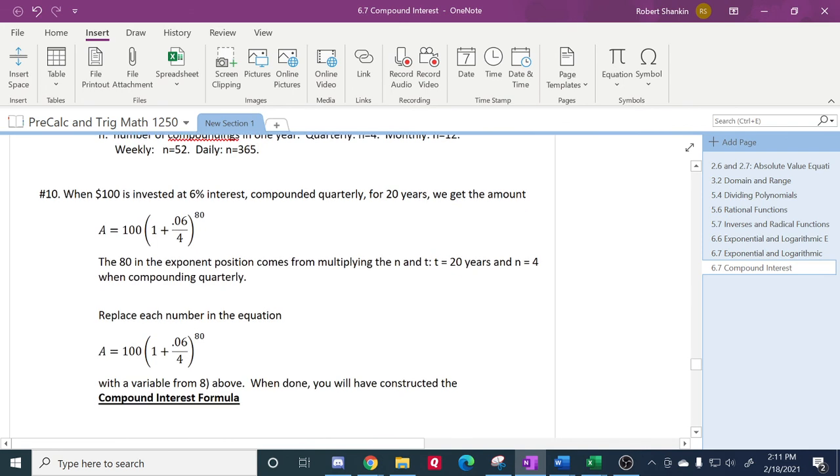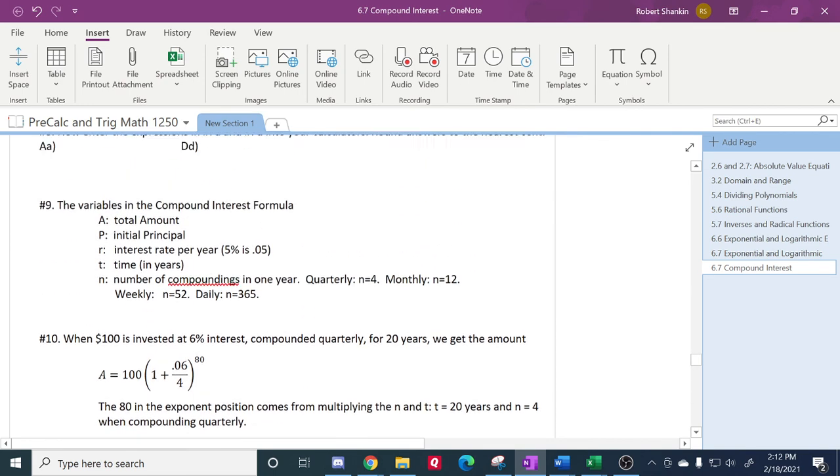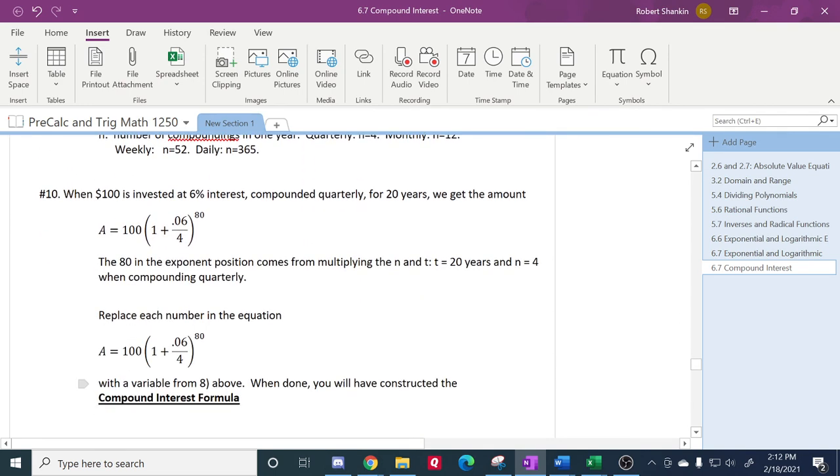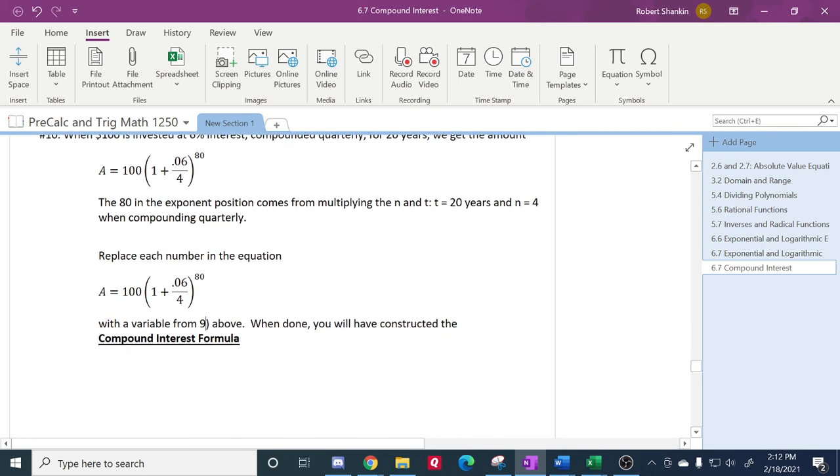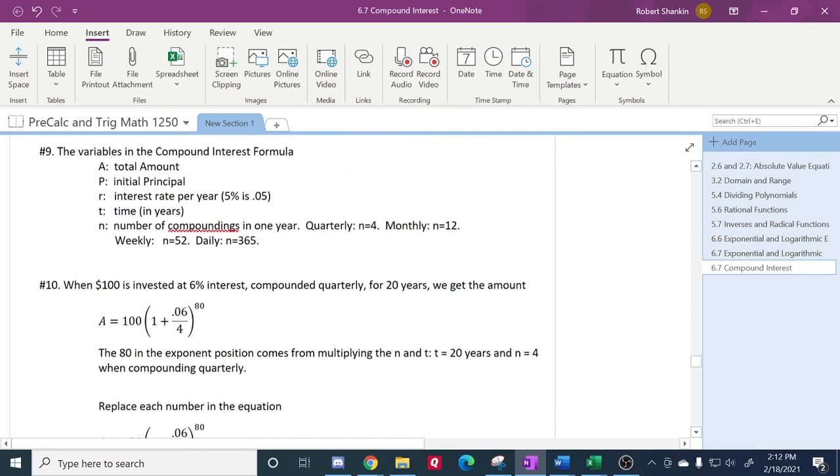All right, so number 10, when $100 is invested at 6% interest, compounded quarterly for 20 years, we get this expression. We just did that. The 80 comes from multiplying the N and the T: 20 years, and N is 4 when compounding quarterly. Replace each number in the equation there with the variable from up above, from number 9. When you're done, you'll have constructed the compound interest formula.